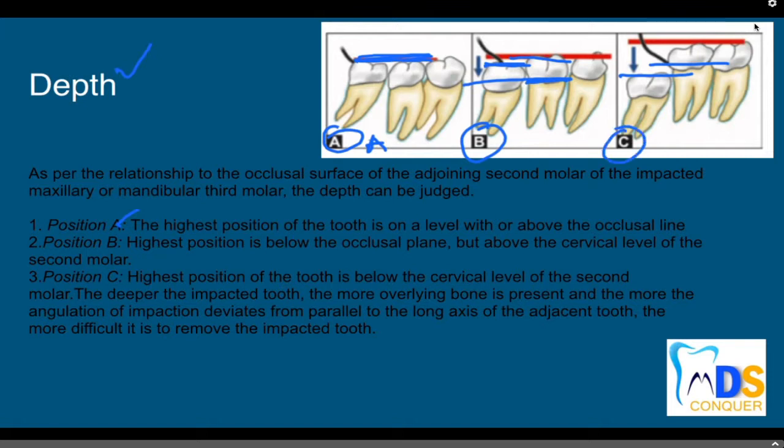So what is the use of this depth? If you see this line, the deeper the impacted tooth, the more overlying bone is present, and the more the angle of impaction deviates from parallel to the long axis, the more difficult it is to remove the particular tooth. C is very difficult to remove when compared with B, and B is more difficult to remove when compared with A. Clear? So that is about the depth. You have depth A, B, and C, out of which C is the most difficult.